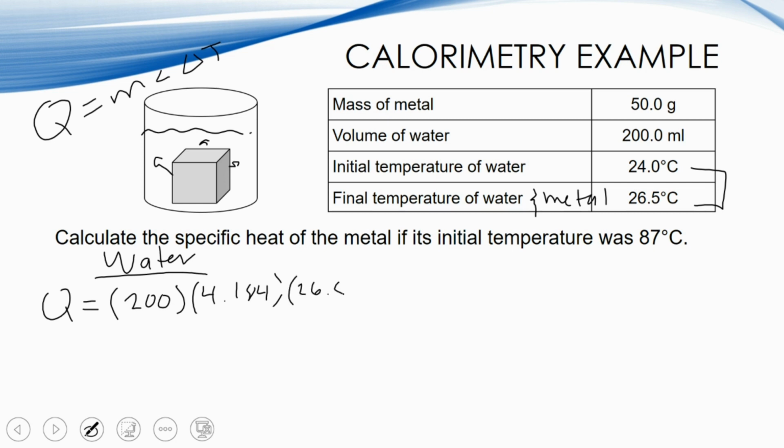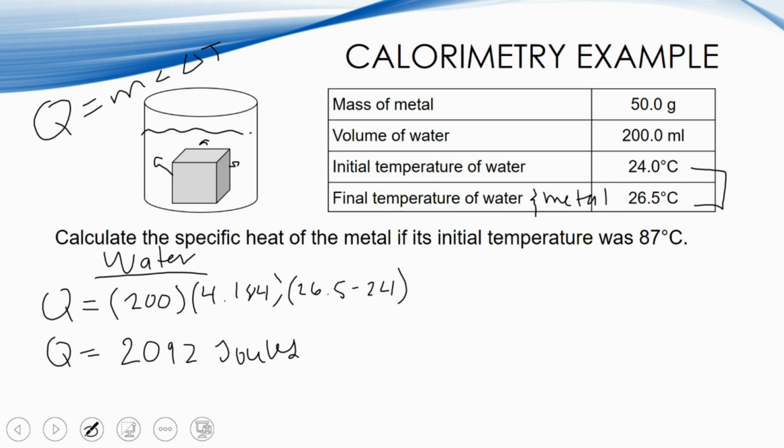So 26.5 minus 24. All right, so then what we would do at this point is get a calculator and input this exactly as it's shown here. So we would do 200 times 4.184 times 26.5 minus 24, because we want to know the difference. So our answer comes out to be 2,092 joules. So what we're stating here is that the water gained a total of 2,092 joules.